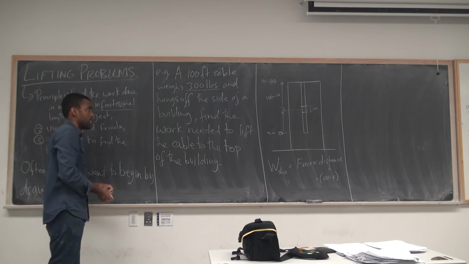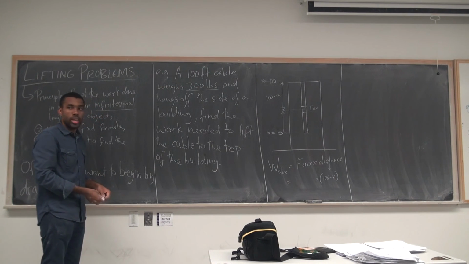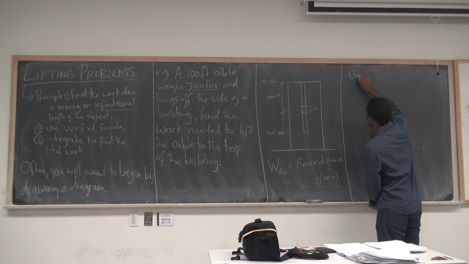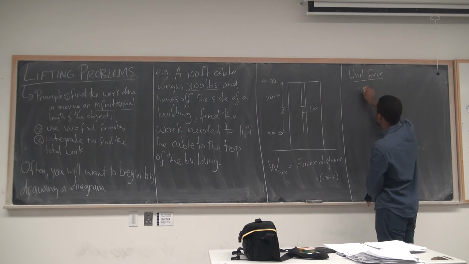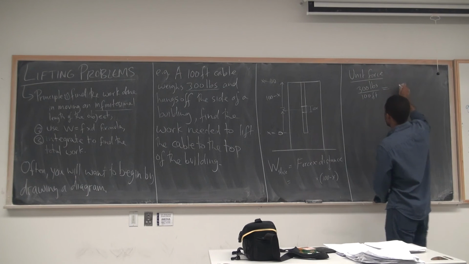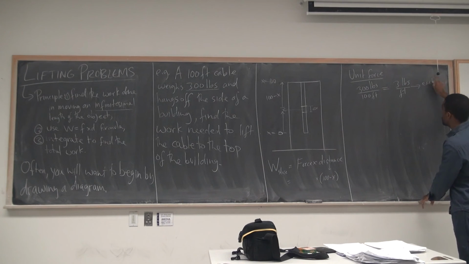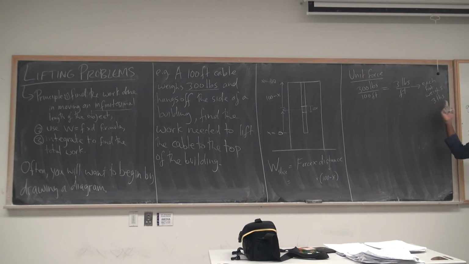Well, let's look at it another way. How much would 1 foot of this cable weigh? Let's look at the unit force. I know it weighs 300 pounds per 100 feet, so this gives me 3 pounds per foot. Each foot weighs 3 pounds, so 1 foot will exert a force of 3 pounds.